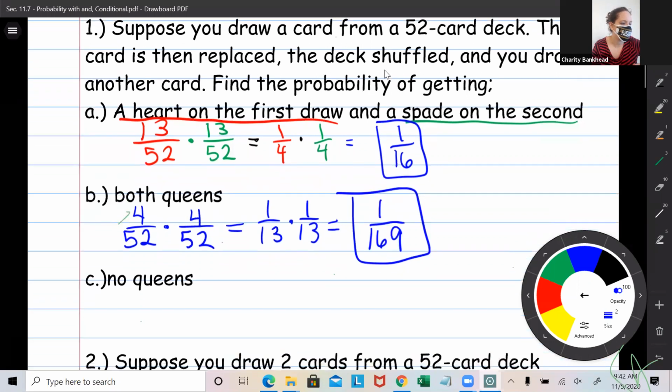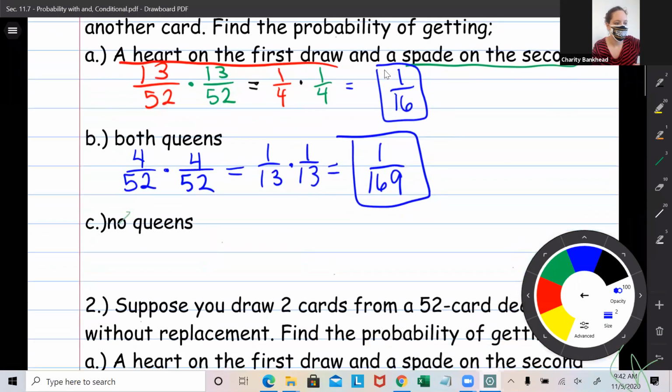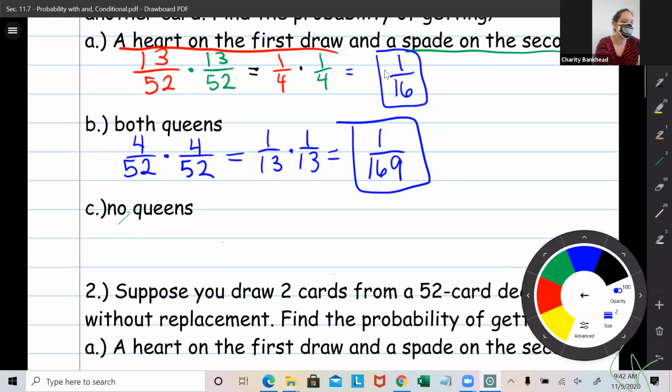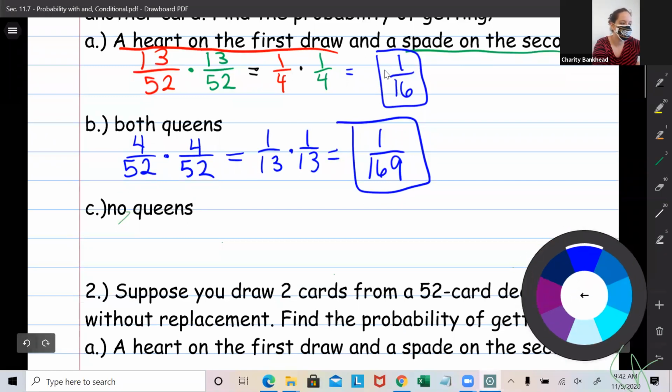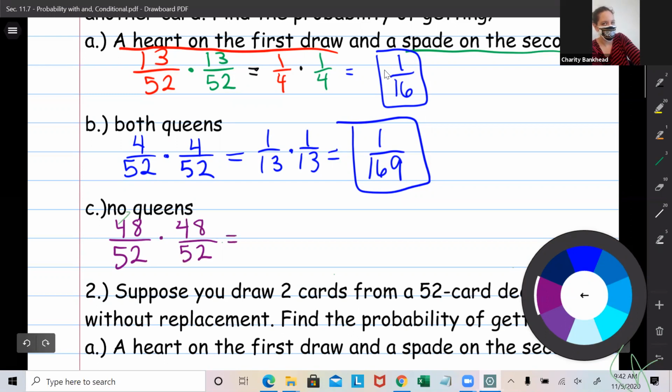What is the probability of getting no queens? All right, so you want to get something that's not a queen. There's 4 queens, so 52 minus 4 is 48. So there's 48 that are not queens. So 48 out of 52 times 48 out of 52. Right, 12 out of 13 times 12 out of 13, which equals 144 over 169.